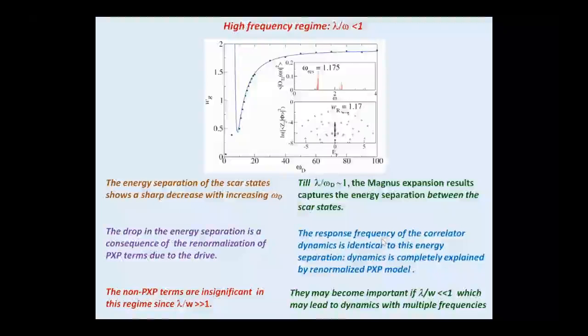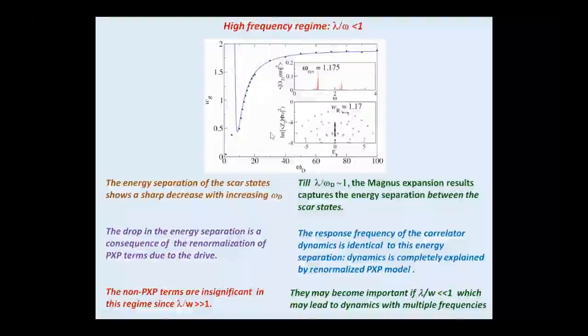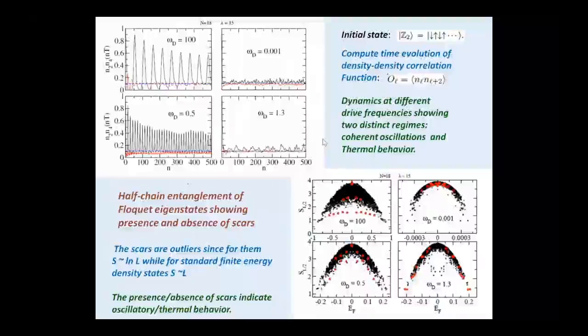The first thing we try to analyze is the high frequency regime, which is this omega d equal to 100. As I come down in frequency to, let's say, omega d equal to 20 or so, the Magnus expansion, and we did it to 11th order, essentially gives you a very nice agreement with the data. Here we plot this oscillation frequency as a function of this drive frequency. And the decrease in the oscillation frequency occurs because of these terms.